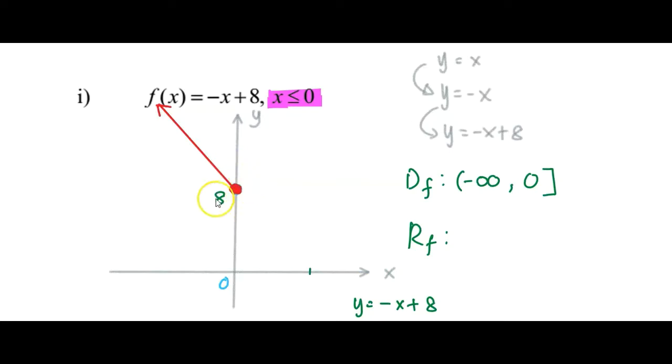For the range, we are looking for the lowest point of the graph. This is the point, which the y value is 8. So the range will start from 8, and I use a close bracket because I see the dense circle here. The highest point for the graph is this one. Since the arrow shows that the graph is going up non-stop, we can use infinity to represent the y value, so this is positive infinity. So this is our domain and range for the function negative x plus 8, where the domain is restricted to x less than or equal to 0.